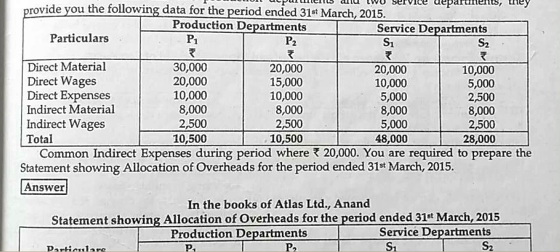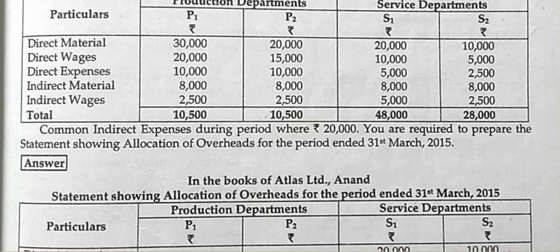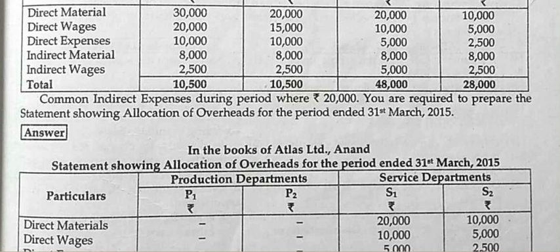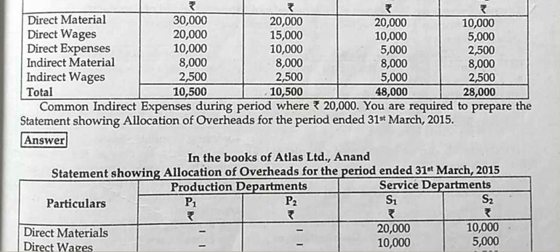Indirect material is 8,000, 8,000, 8,000 and 8,000 for all 4 departments, and indirect wages are 2,500, 2,500, 5,000 and 2,500. Common indirect expenses during the period were 20,000. You are required to prepare the statement showing allocation of overheads for the period ended 31st March 2015.